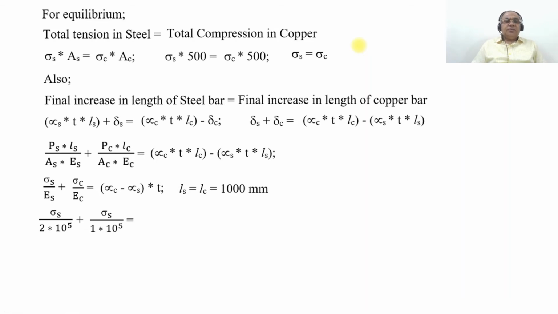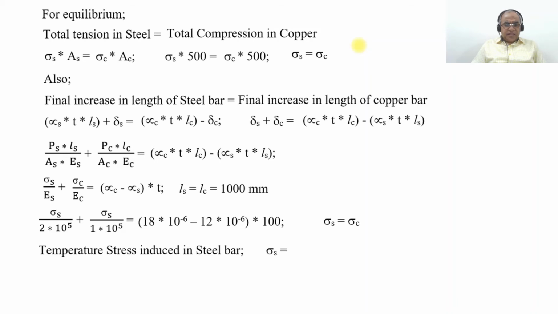So then you substitute the values of the coefficient of thermal expansion of copper and steel, that is 18 × 10^-6 minus 12 × 10^-6. The entire thing is multiplied by the temperature change, that is 100. So on, as sigma S is equal to sigma C, the temperature stress induced in the steel bar, sigma S, on simplification you are going to get as 40 Newton per mm square, which is tensile.